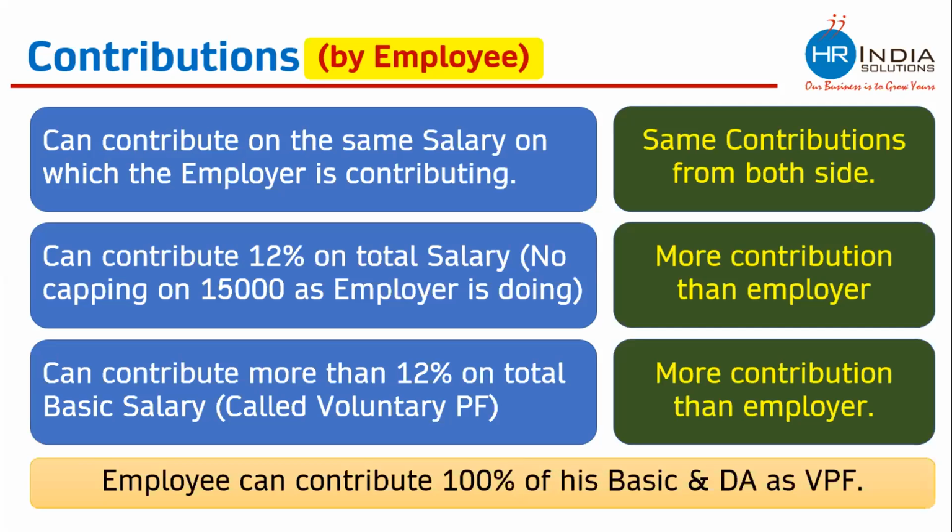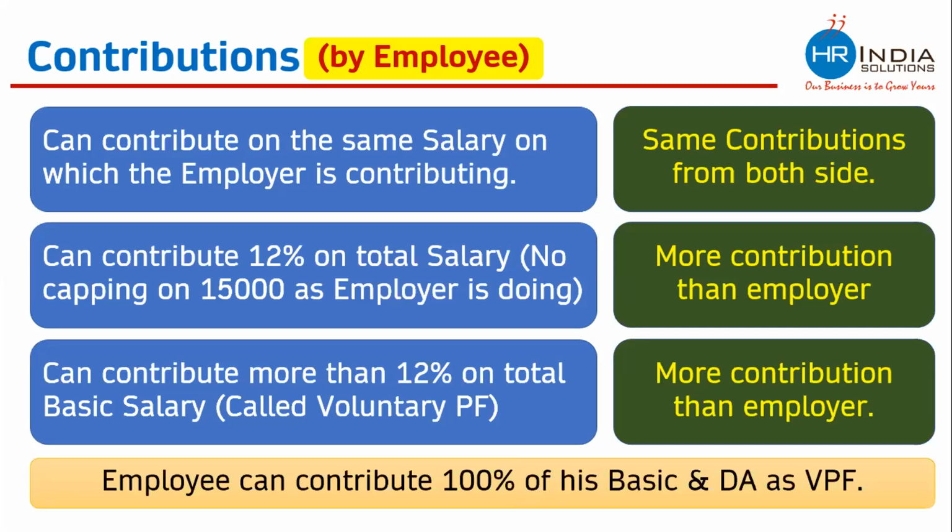Suppose a person's basic is 15,000 and HRA is also there and conveyance is also there, and the total salary is coming to 20,000. So the employee can say that I would like to pay provident fund on 20,000, the total salary, which is a combination of basic, HRA, conveyance, special. Am I clear, Arun? Yeah, sir.